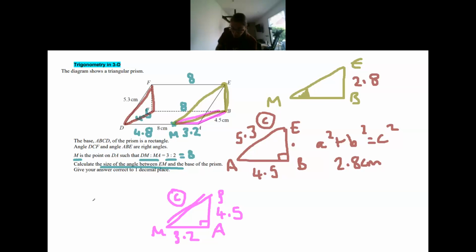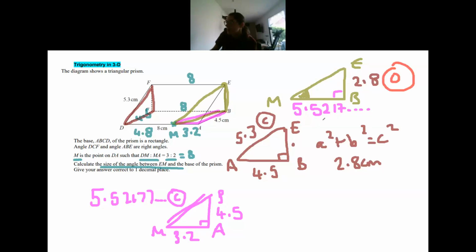So 4.5 squared plus 3.2 squared, square root that, I get 5.5217 dot, dot, dot. So there's my triangle, I'm finding this angle here. So if you know how to do SOHCAHTOA, you should be able to just piece it all together to do 3D trig.